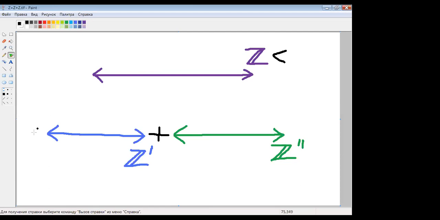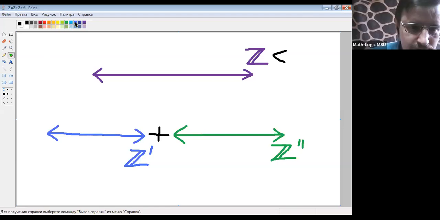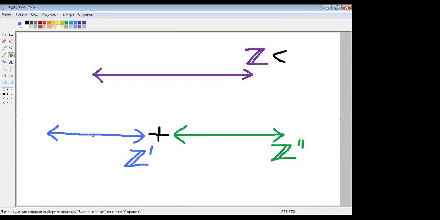Well, no, because in the first set it's just regular Z. For each two elements, there is a finite number of elements between these two elements. And in the other one, there are two elements, for example, 0 of Z prime and 0 of Z prime prime, and there are infinitely many elements between them.